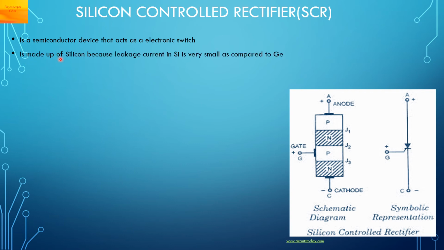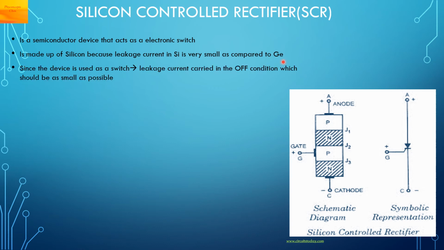It is made up of silicon because the leakage current in the off condition is very small in silicon as compared to germanium, which is very important when we use any device as a switch. So the leakage current should be as small as possible in the off condition. We call it a silicon controlled rectifier because it is a silicon device and is used as a rectifier, and also this rectification can be controlled.